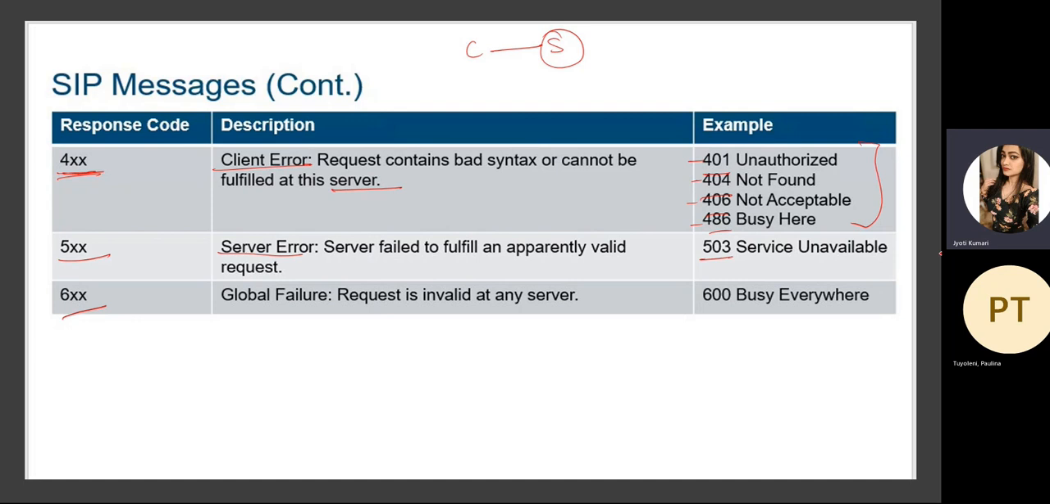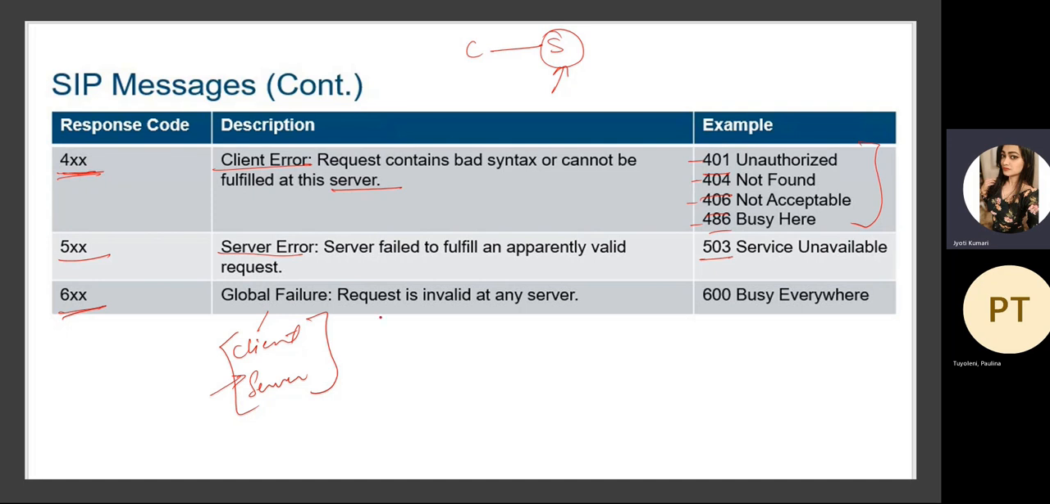This just simply means that the problem resides on the server only. Okay. 600 is the global failure. Now, global failure means it can be on the client as well as on the server, but it is not always guaranteed and you do not find out where it actually is. It is just like you make a call and nothing happens.